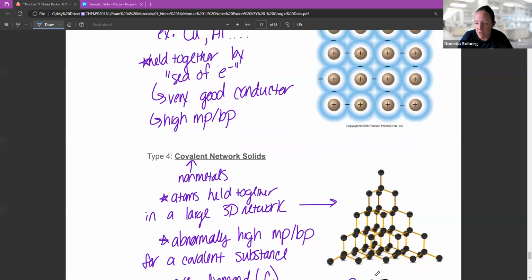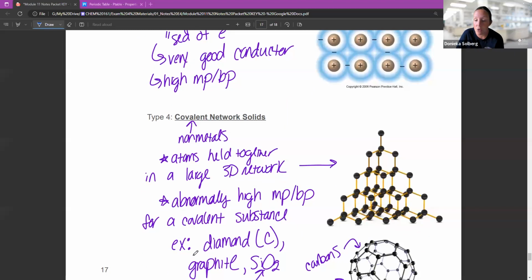For example, this is one that has a 3D structure. So they have abnormally high melting and boiling points for a covalent substance. So if I give you a covalent substance and you're like, oh, well, it's like CO2, it's covalent. CO2 is a poor example because it's not a covalent network solid. But if I told you that its melting point was like 500 degrees Celsius, you'd be like, that's really high for something that's covalent. So it's probably a covalent network solid.